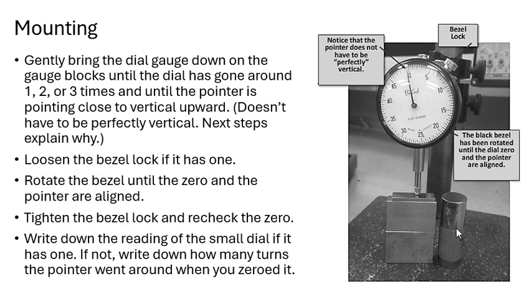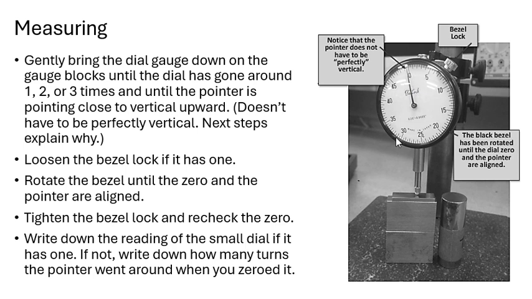Okay, so after mounting, you're going to bring the dial gauge down on the gauge blocks until your dial has gone around 1, 2, or 3 times. As you bring it down, it's going to go around, and then your pointer is pointing close to vertical upward. Then we are going to loosen your bezel lock. The bezel lock is right here. Loosen it so you can rotate your bezel until the 0 and the pointer align perfectly to each other.